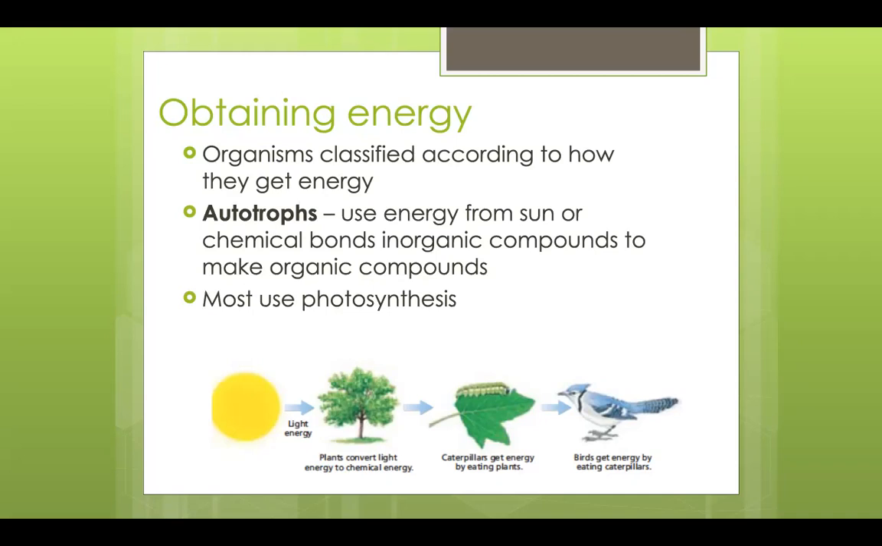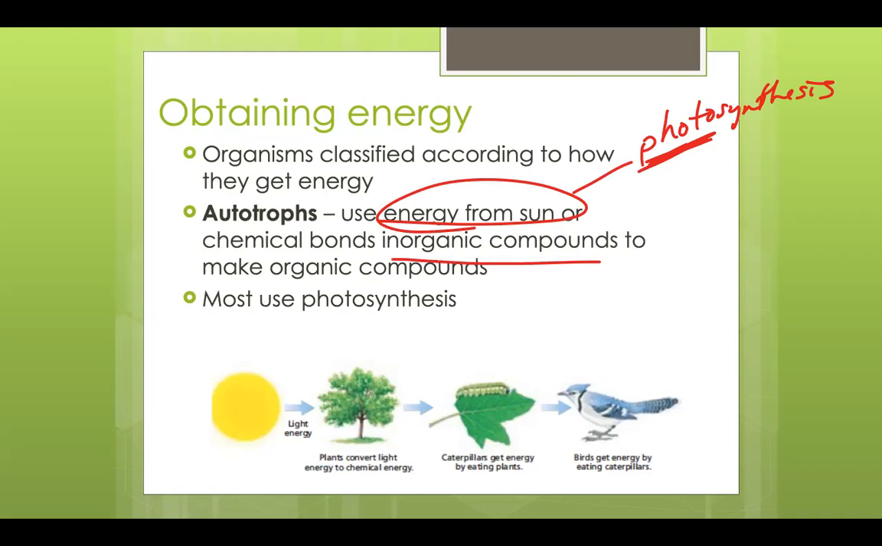So using energy from the sun, that's photosynthesis, where you get photo, which means light. Or if it's inorganic compounds, that process is called chemosynthesis. So the chemo indicates that they're making organic compounds from inorganic compounds. Most autotrophs use photosynthesis.